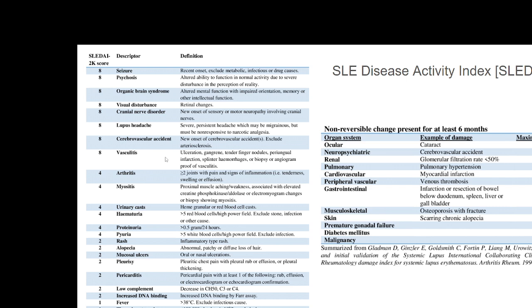Then if the patient has symptoms of vasculitis, where the peripheral vessels are involved, again the score is high. Symptoms of arthritis, myositis, the skeletal structures, or urinary symptoms, such as hematuria, proteinuria, or pyuria, the score would be 4 plus. And if the patient has rashes, alopecia, or skin features, mucosal ulcers, then in that condition the scores would be added to this.